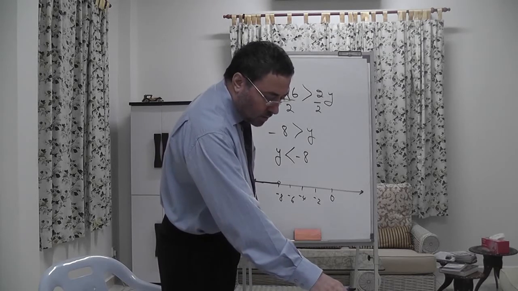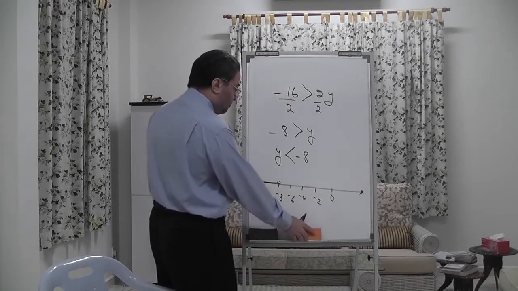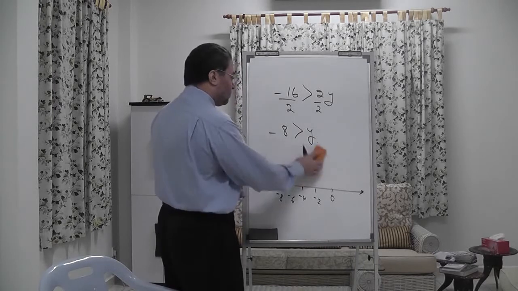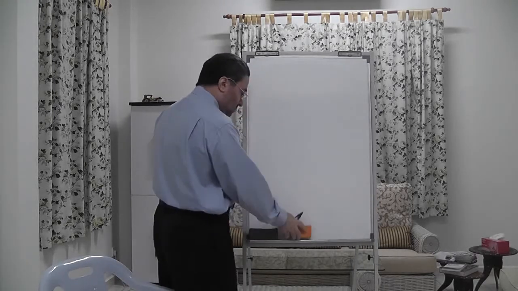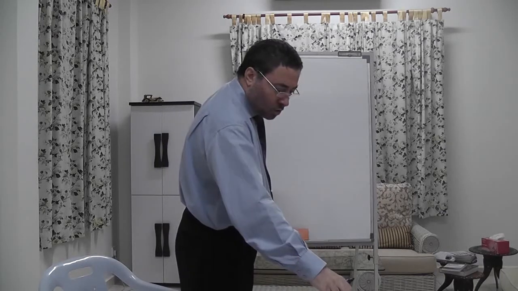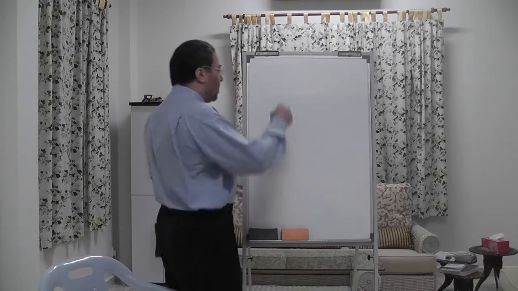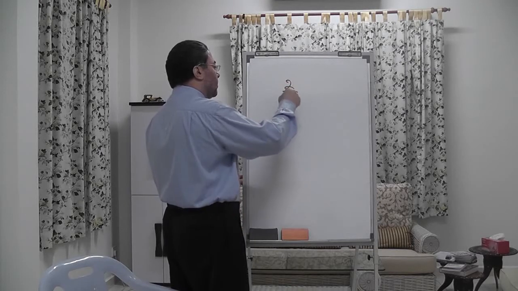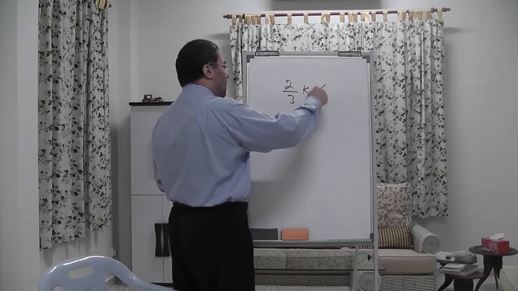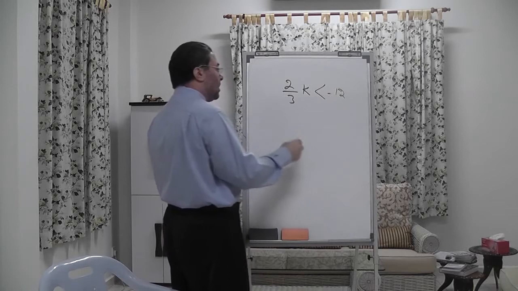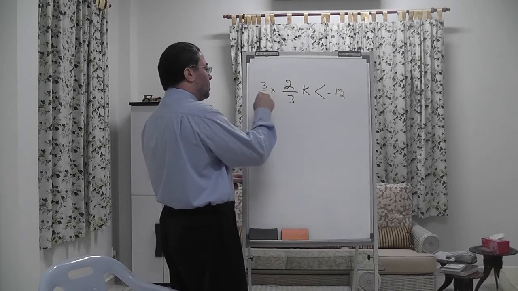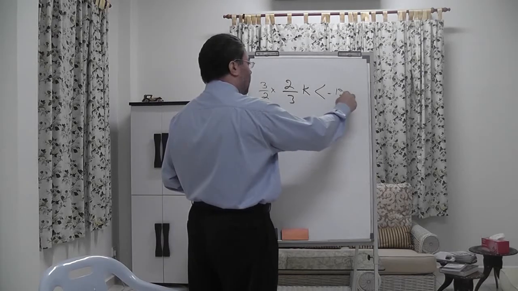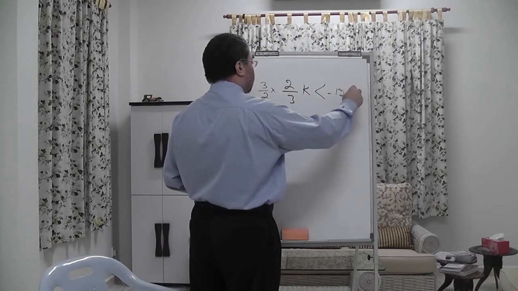Next is number 6. Two over 3k less than minus 12. To get rid of this fraction, we multiply this side by the reciprocal, and we multiply the other side by the reciprocal.